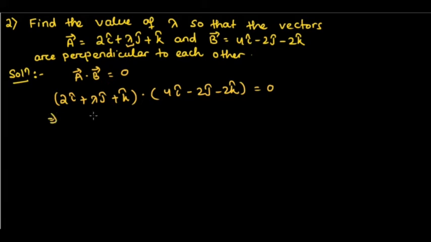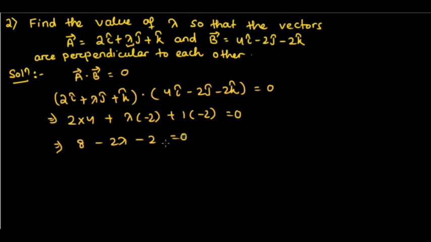So अगर हम dot product बाहर करें तो value कितनी आएगी: 2 into 4, माने ax into bx plus ay into by plus az into bz. So if you find their dot product, तो answer आएगा 2 into 4 plus lambda into minus 2 plus 1 into minus 2 is equal to 0. That implies 8 minus 2 lambda minus 2 equal to 0.